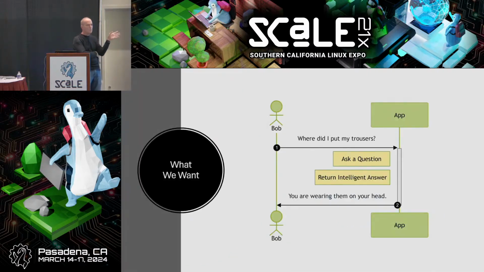So in general, this is what the process is. There's user Bob, who asks the question, where did I put my trousers? And the application at some point wants to return an intelligent answer saying, you are wearing them on your head. And this seems awfully silly, but Google can't do that. If you search in Google, it won't do that right now.